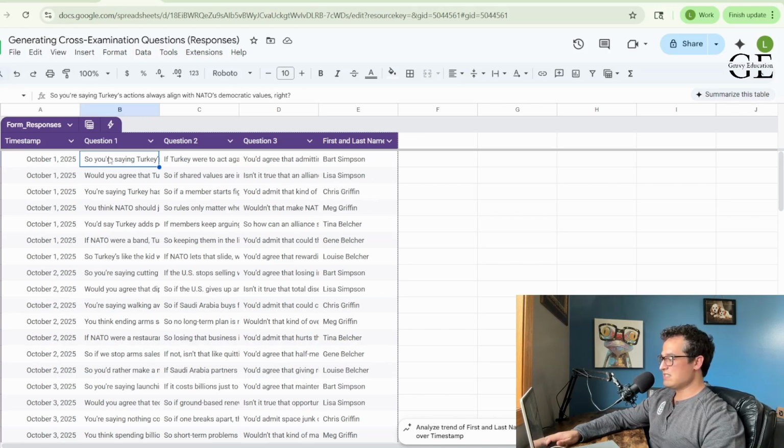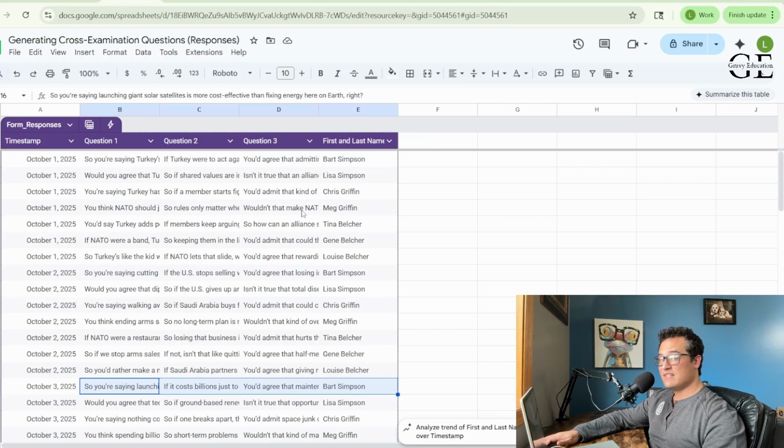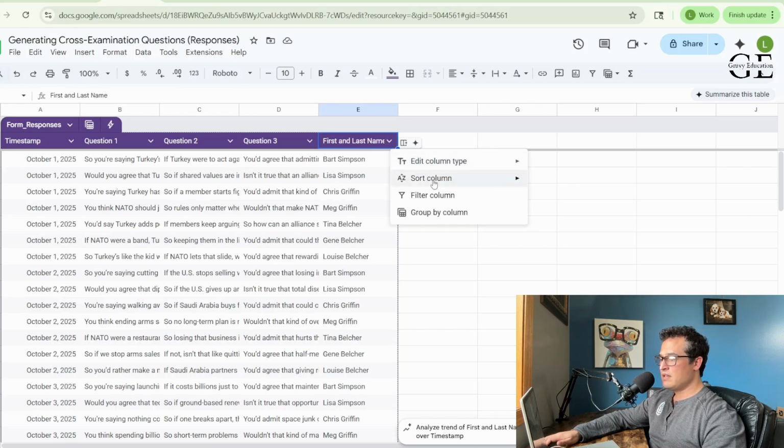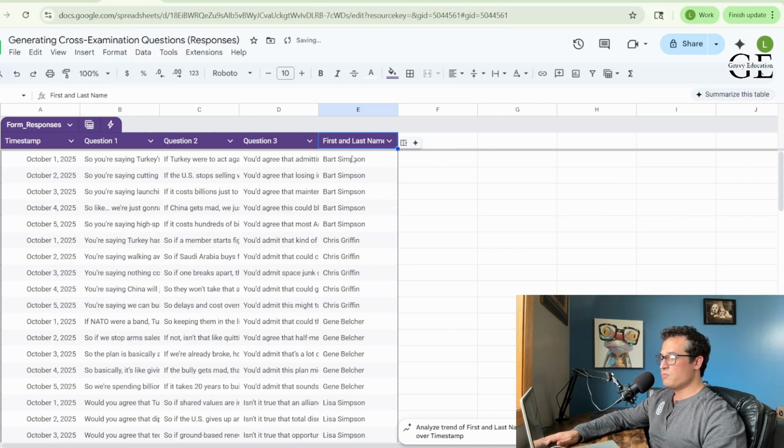All you have to do is take a look where you can see Bart Simpson answering on October 1st, Bart Simpson answering on October 2nd, and on October 3rd, etc. Once I have all of these in here, it would be easy for me to sort them. Simply click on this arrow at the top, click Sort Column, and sort A to Z. This would put all of Bart's answers right at the top.